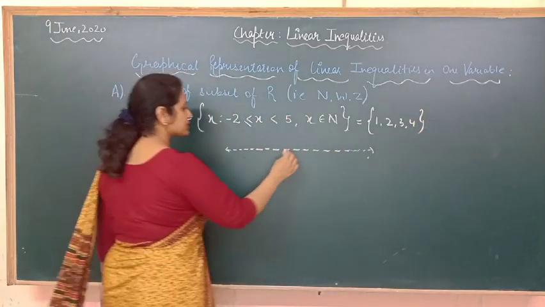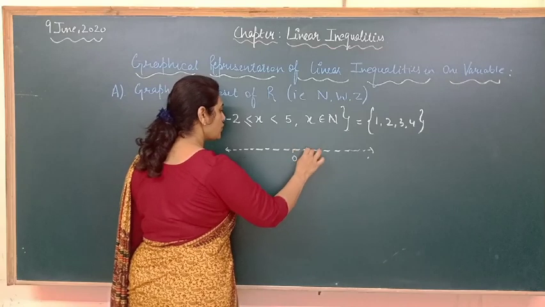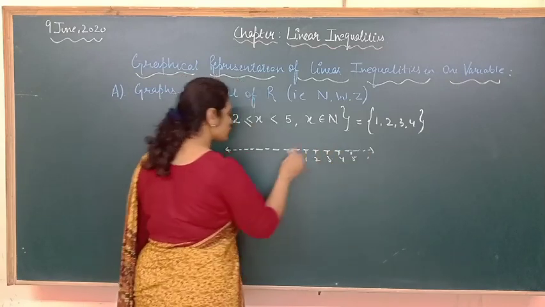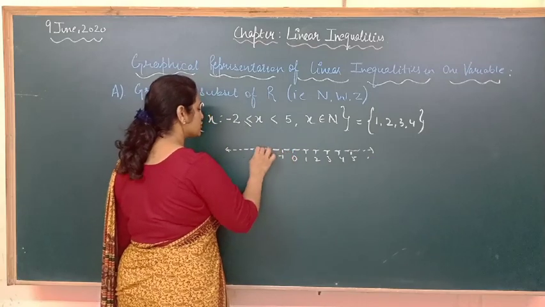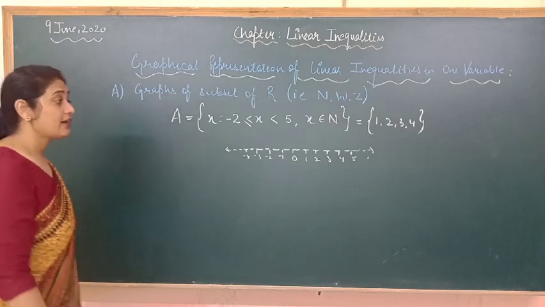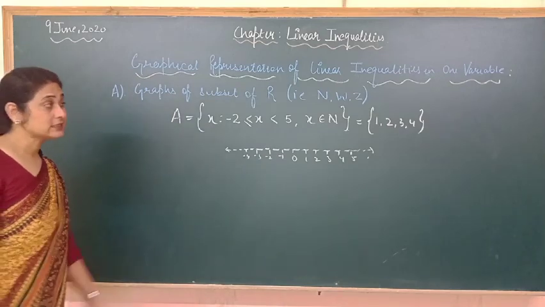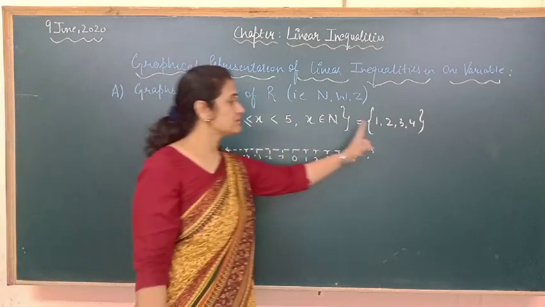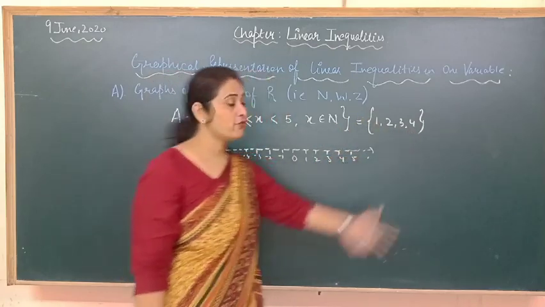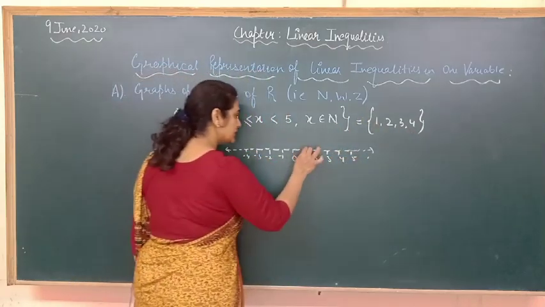So now, let's represent the numbers. First of all, 0, 1, 2, 3, 4, 5, and so on. Minus 1, minus 2, minus 3, minus 4, and so on. Now I have from minus 2 to 5, but my solution set, as it belongs to natural numbers, is 1, 2, 3, 4. So 1 is included, so I will circle it.